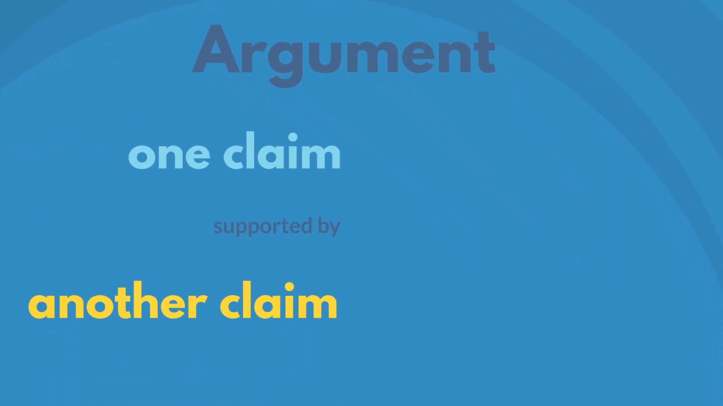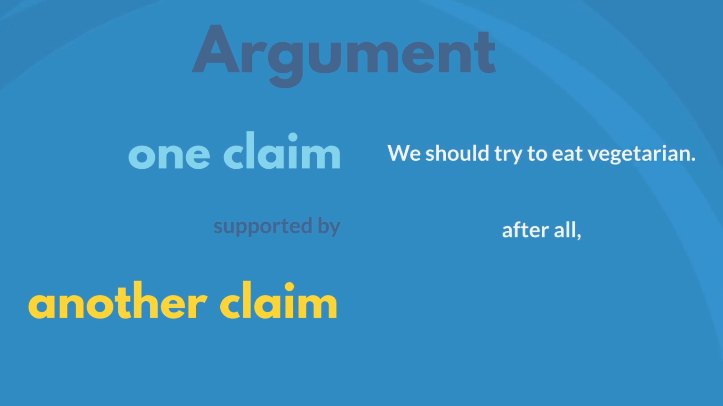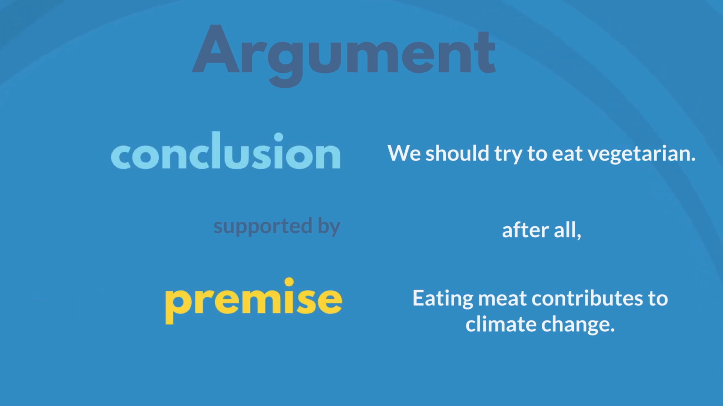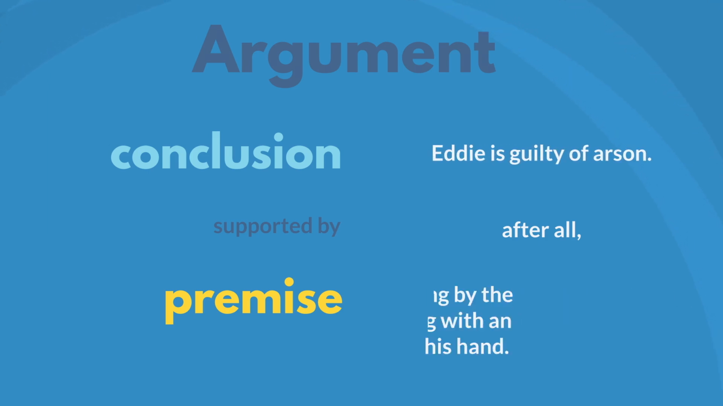What is an argument? It just means one claim that's supported by at least another claim. Usually that claim is an opinion, like we should eat vegetarian because eating meat contributes to climate change. We call that supported claim the conclusion of the argument, and we call the supporting idea a premise or evidence. So another example, Eddie's guilty of arson.